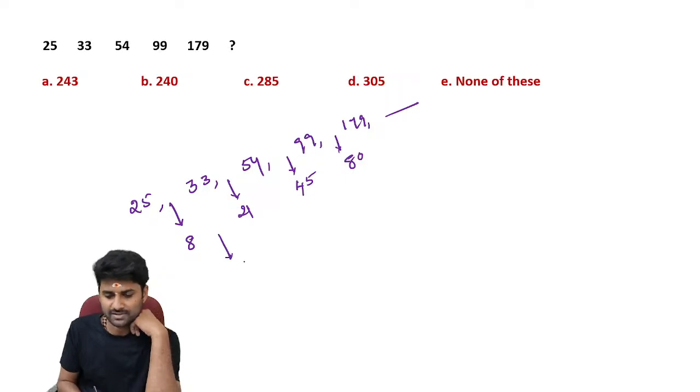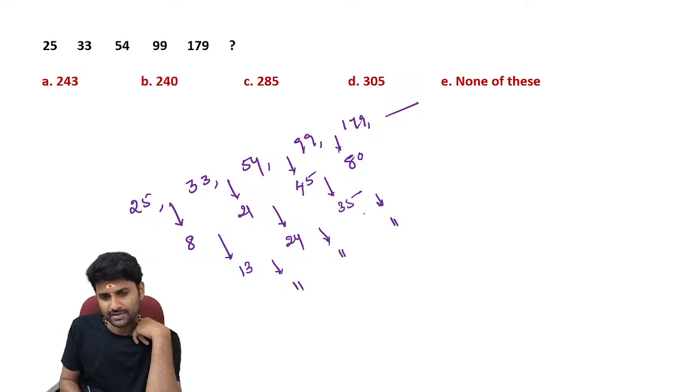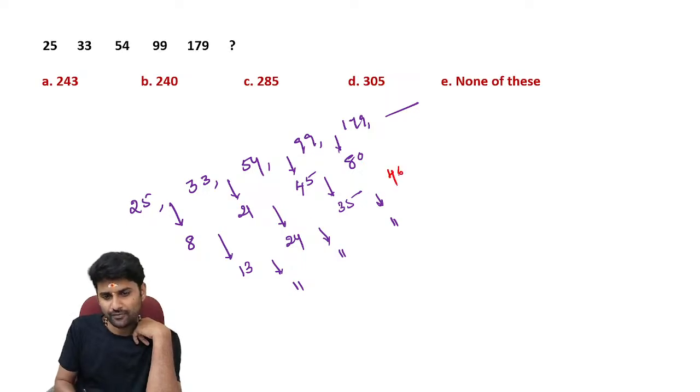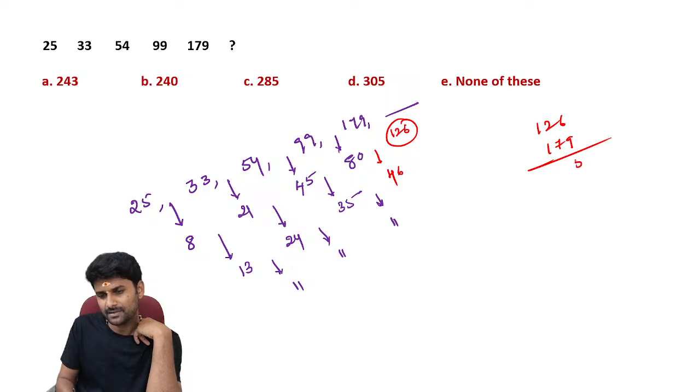Let's go for one more difference. Difference of 13, 21 and 45. Yeah, the difference is 24. Difference is 35. So here you can see that 13 and 24, 11 units, 11 units. Now 35 plus 11 means we are going to add 46 units to the 80. Then finally 126 units is added to 179. So the answer is 305.